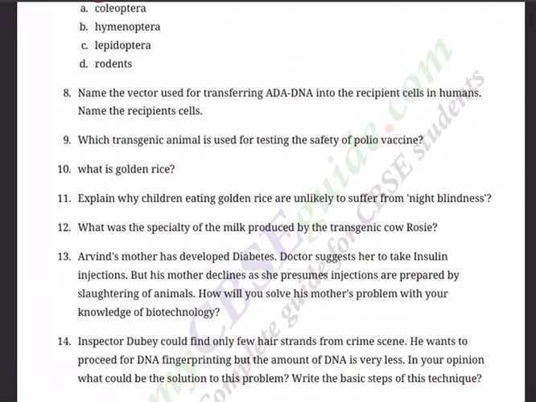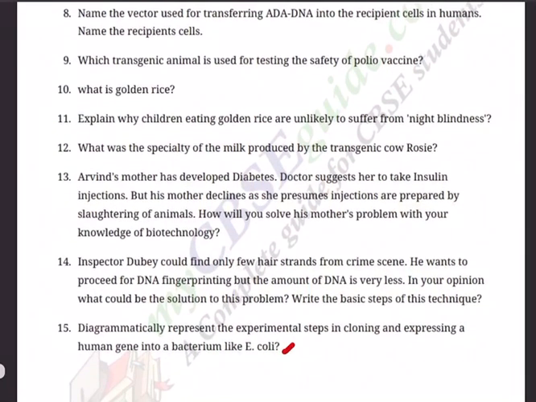Name the vector used for transferring ADA DNA into the recipient cells in humans. Name the recipient cells. Question 9. Which transgenic animal is used for testing the safety of polio vaccine? Question 10. What is golden rice? Question 11. Explain why children eating golden rice are unlikely to suffer from night blindness. Question 12. What was the specialty of the milk produced by transgenic cow Rosie?